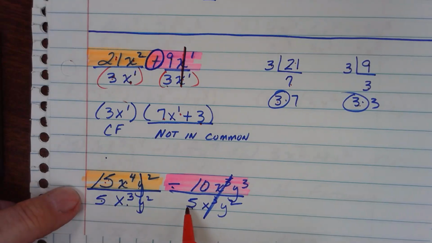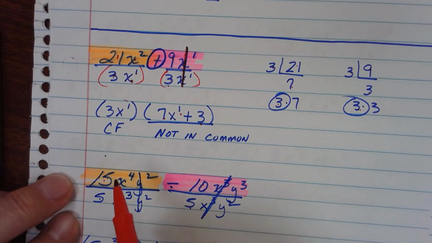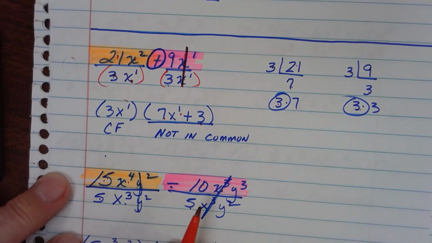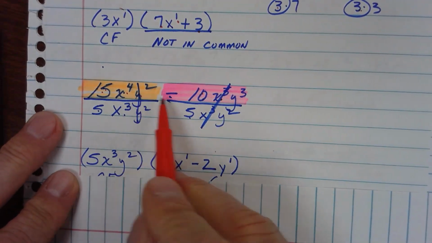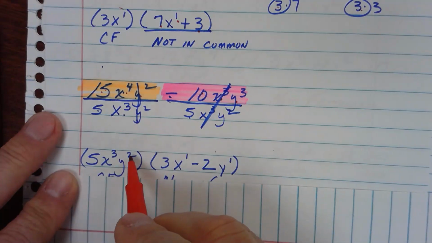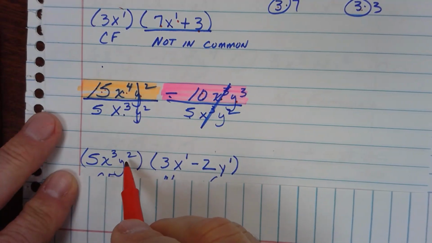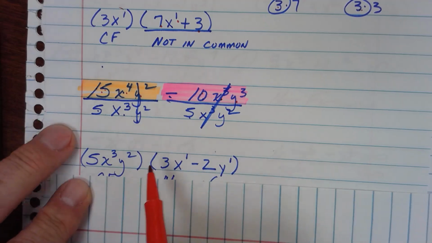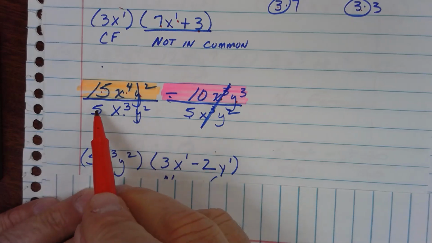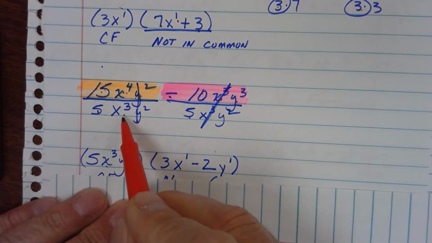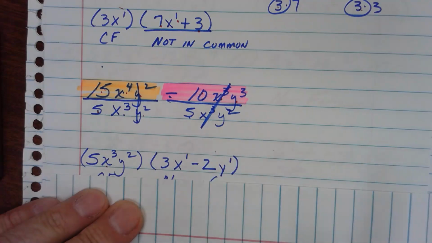5 is a common factor. Looking at x to the fourth and x cubed, the most number of x's in both of them is x cubed. Y squared and y cubed, the most number in both is y squared. In both is a key there. So I'm going to divide by 5, x cubed, y squared on both of these. This is my common factor.